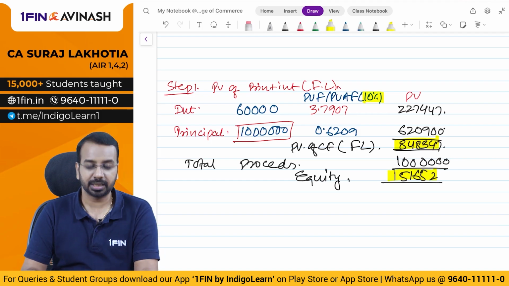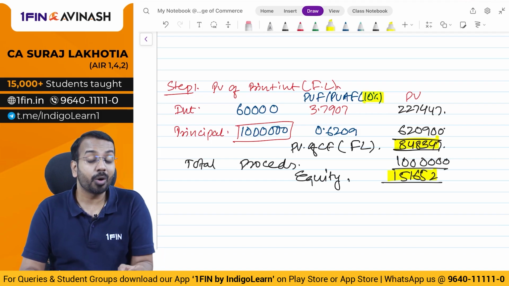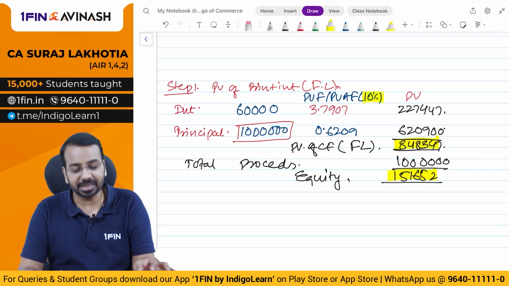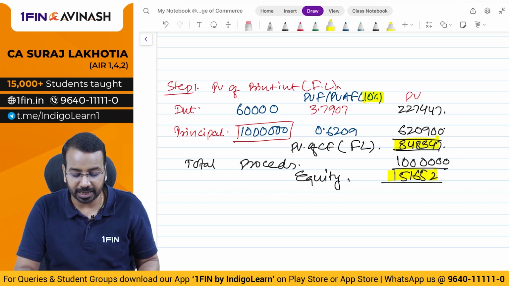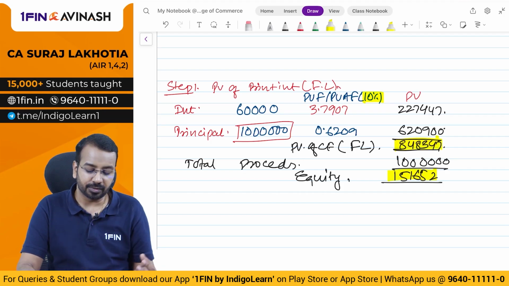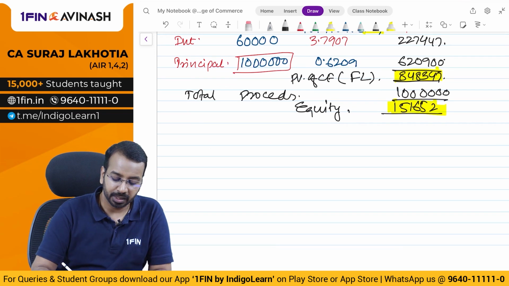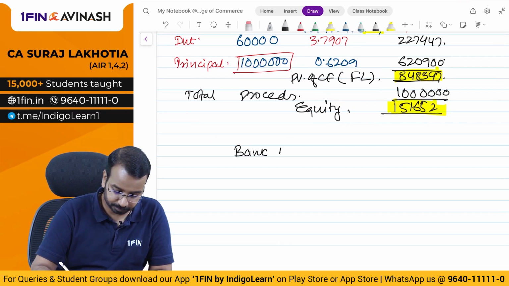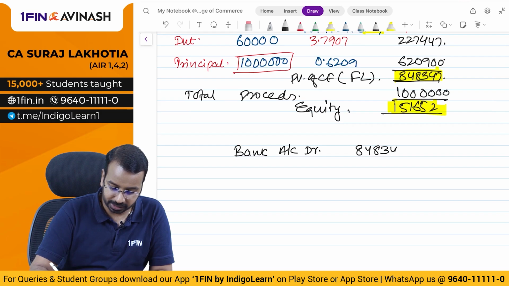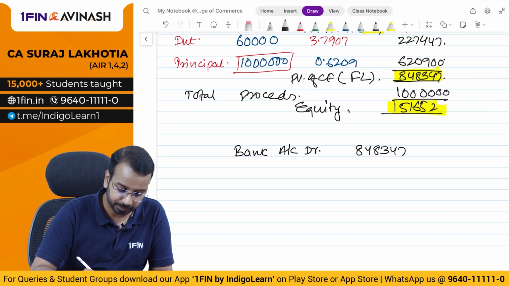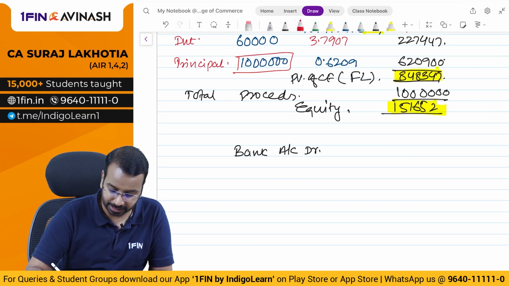Sir, why did we discount using 10%? Had we issued normal debentures for these cash flows, we would have received only 8,48,000. The extra amount that we have received represents the equity component. So, how will the original accounting be? Bank account debit 10 lakhs.